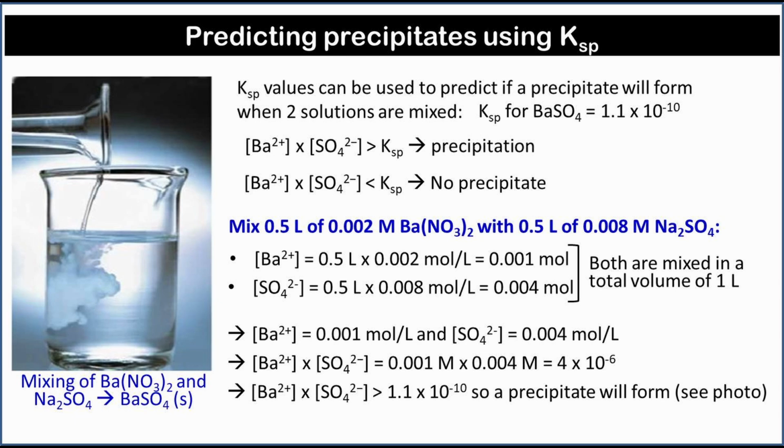Let's mix 0.5 liter of a 0.002 molar barium nitrate solution with 0.5 liter of a 0.008 molar sodium sulfate solution. The total volume after mixing is 1 liter. After some simple calculations, we find that the barium ion concentration is equal to 0.001 moles per liter. The sulfate ion concentration is equal to 0.004 moles per liter. So, the product of the concentrations of the ions is larger than the solubility product constant of barium sulfate, so a precipitate will form, as shown in the picture.